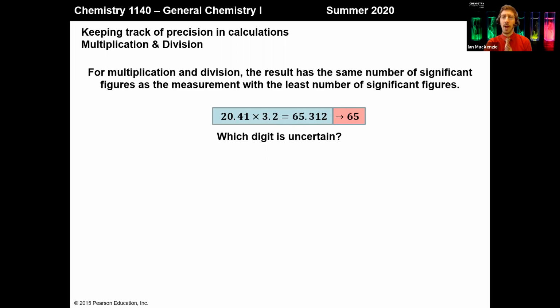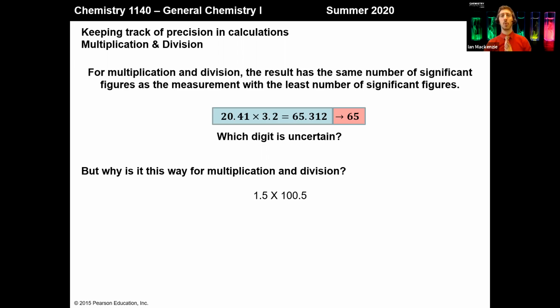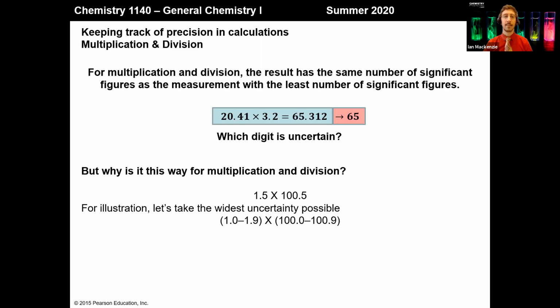This might be a little confusing. Why is that the case compared to addition and subtraction? Why does multiplication and division depend on the number of significant figures? Well, let's take an example for this. Let's take 1.5 times 100.5. And remember that the last digit is the uncertain digit. It's the estimated digit. For illustration, let's take the widest uncertainty possible. Since that's the estimated digit, let's say that the last digit in the first number could be anywhere between 0 and 9, and the same for the last digit of the 100.5.